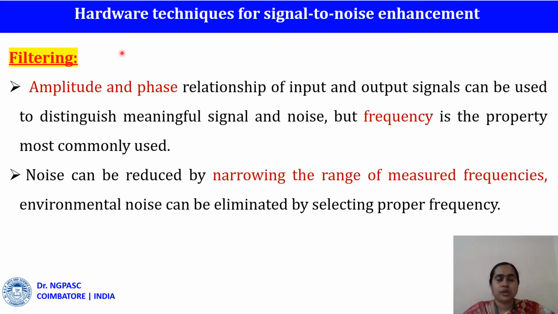We go one by one, and the first one is the filtering method. Here, the amplitude and the phase relationship of input and output signals can be used to distinguish meaningful signal and noise. Frequency is the property most commonly used, but with respect to frequency, you can also use amplitude and phase. Noise can be reduced by narrowing the range of measured frequencies. The environmental noise can be eliminated by selecting the proper frequency.